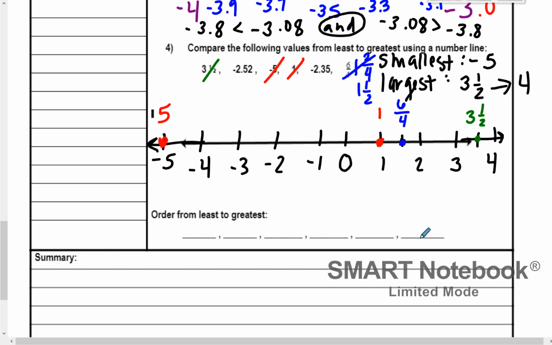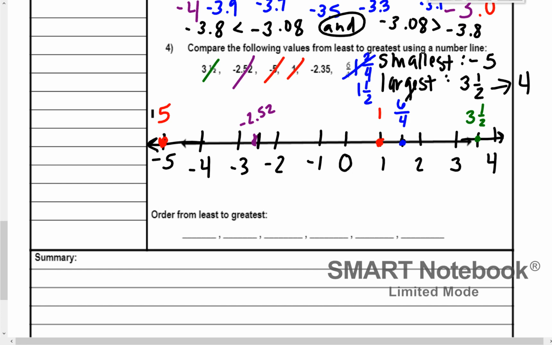All right, now we only have two left. Negative 2.35 and negative 2.52. Okay. When we are doing negative 2.52, we want to find out where negative 2.5 is. It should be right in the half. And it would be just a little bit this way, negative 2.52. Then we're going to do negative 2.35. And that's just going to be a little bit before.